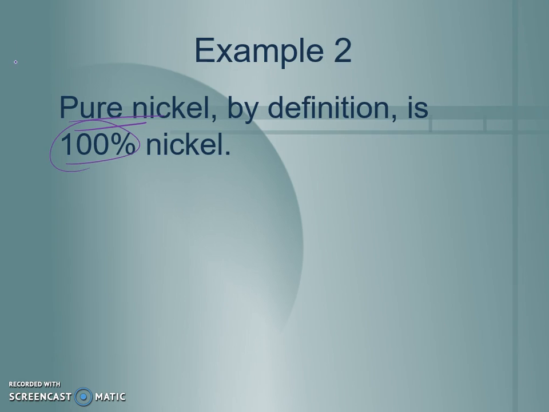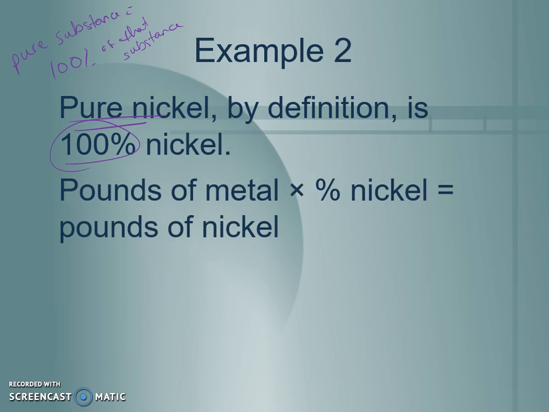So throw that in your notes. Pure substance equals 100% of that substance. So we're going to take our pounds of metal times the percent of the nickel, and that will equal the pounds of the nickel. So pounds of metal times nickel equals pounds of nickel.